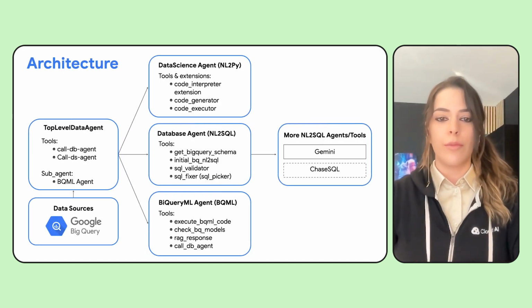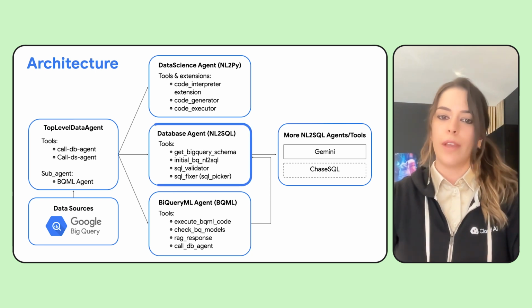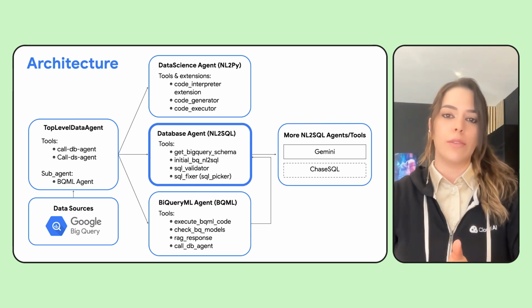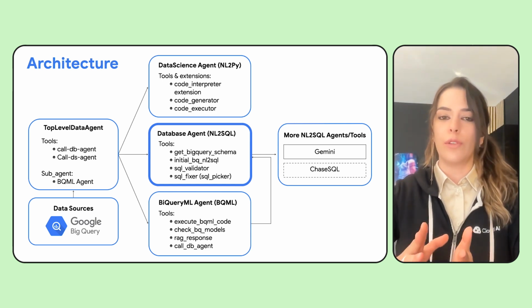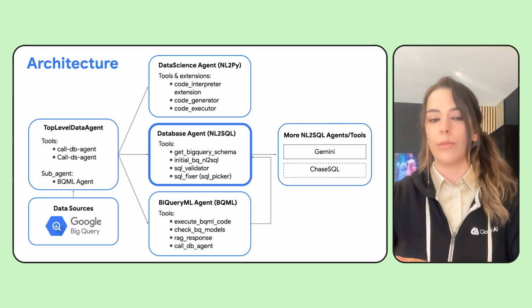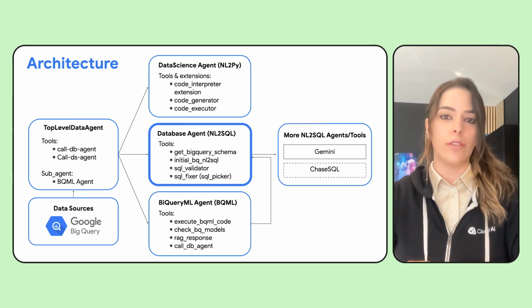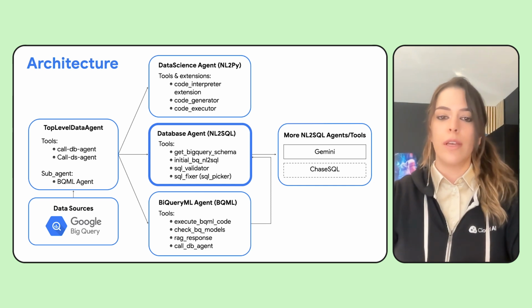So starting from the middle with the database agent, as you can guess, the database agent is there to handle the NL-to-SQL workload, meaning it translates the user query into the proper SQL to query the database. It's also the one agent that has the tool connected to our BigQuery dataset to execute the SQL and to retrieve the data for us. And it comes with a SQL validator and fixer as well to make it a bit more robust.